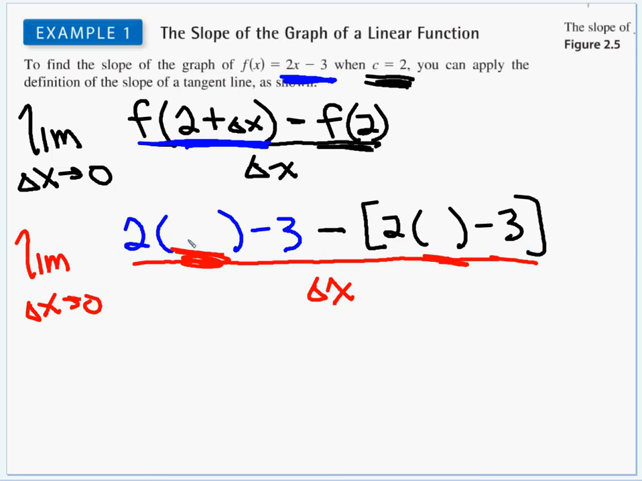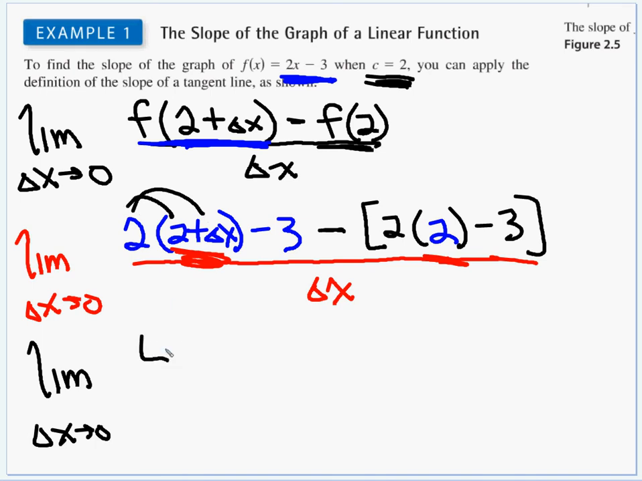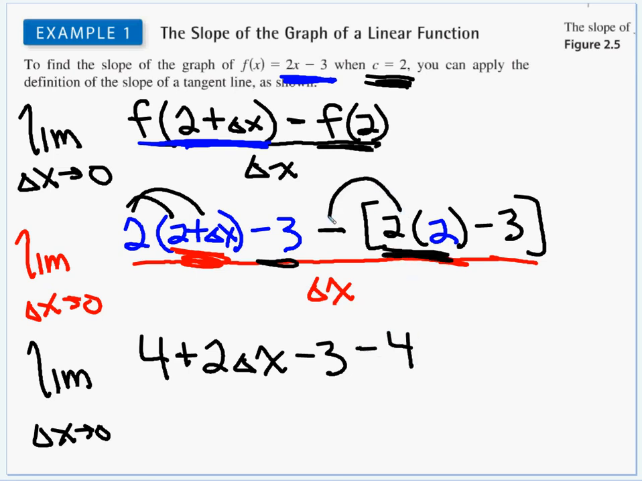Now in the first use of the function, we put in a 2 plus delta x. In the second use, we just put in the 2. And now we let algebra take its course. We're going to distribute. This 2 here will get distributed, so that'll be 4 plus 2 delta x. And then we have our minus 3. And let's distribute the negative. This will be a minus 2 times 2 is 4. And then the negative will distribute and change that to a plus 3. And our denominator is delta x.